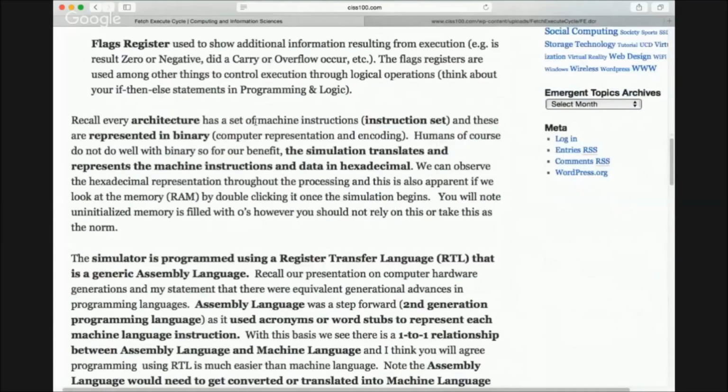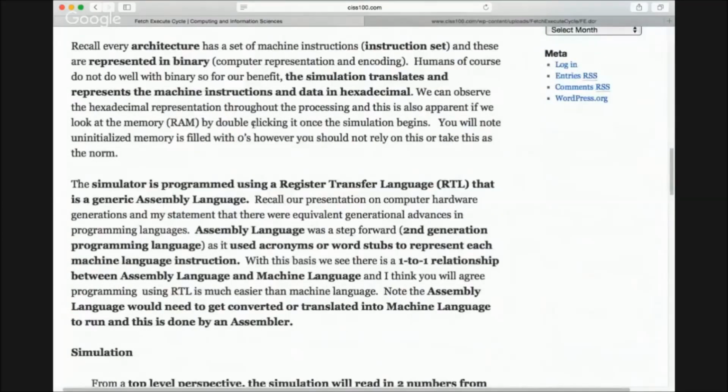So now, returning to our analysis of architecture. Every architecture has an instruction set. These are the machine instructions that it recognizes. And recall, when I was presenting hardware, in the textbook, we present it from a generational perspective, right? Generation 1, vacuum tubes. Generation 2, transistors. And I stated that there were equivalent advances in both operating systems and programming languages.